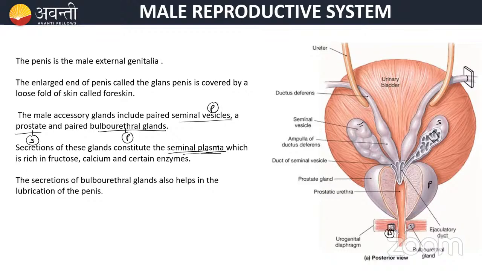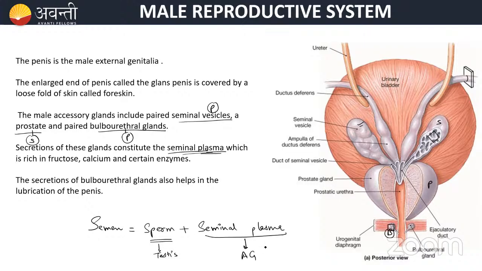So semen consists of the sperm and the seminal plasma. Sperm is contributed by the testis, and seminal plasma is contributed by the accessory glands. And accessory glands include the seminal vesicle, prostate and bulbourethral. So bulbourethral gland contributes in producing the mucus, and mucus helps in the lubrication of the penis.